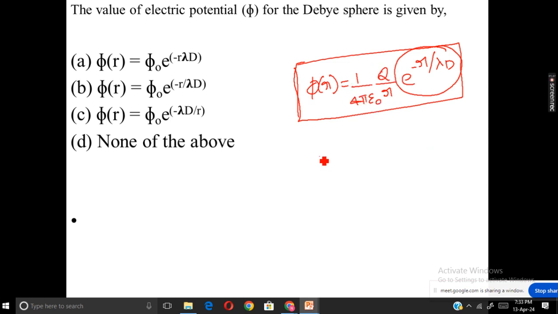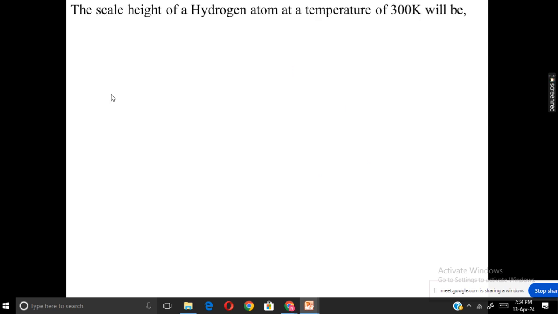So this is basically phi 0. So phi of r is phi 0, which is the Coulombic potential, times e raised to minus r by lambda d, where lambda d is the Debye length. So the answer is phi of r is equal to phi 0 e raised to minus r by lambda d. B will be the correct answer. Next is a numerical.